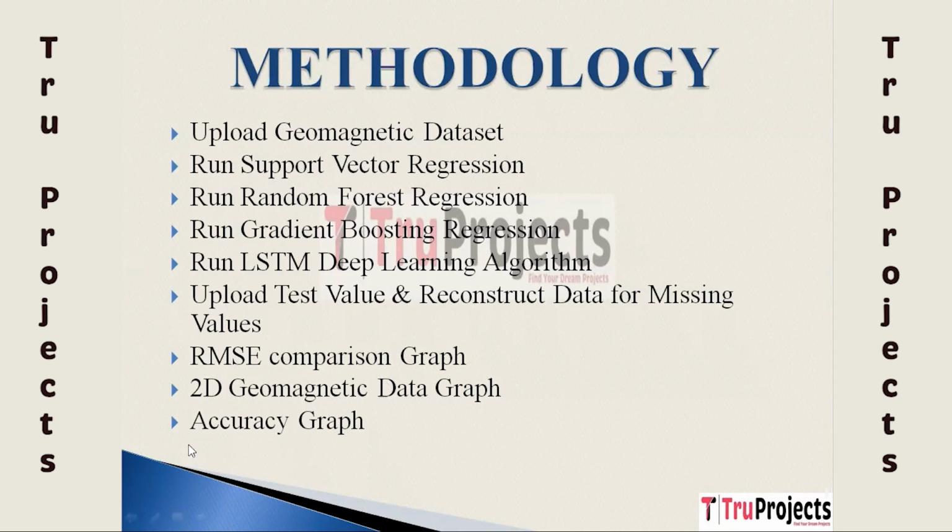The last module is Accuracy Graph. This module generates a visual representation of the prediction accuracy of each algorithm. This graph allows us to understand the varying accuracy levels of different algorithms when predicting missing values in the geomagnetic dataset.